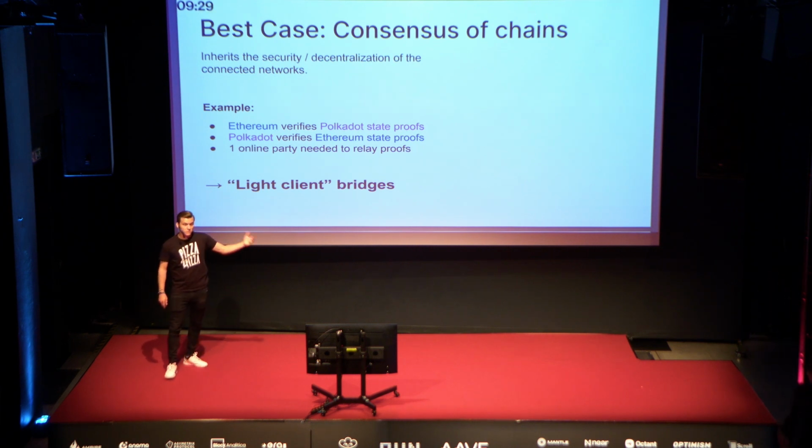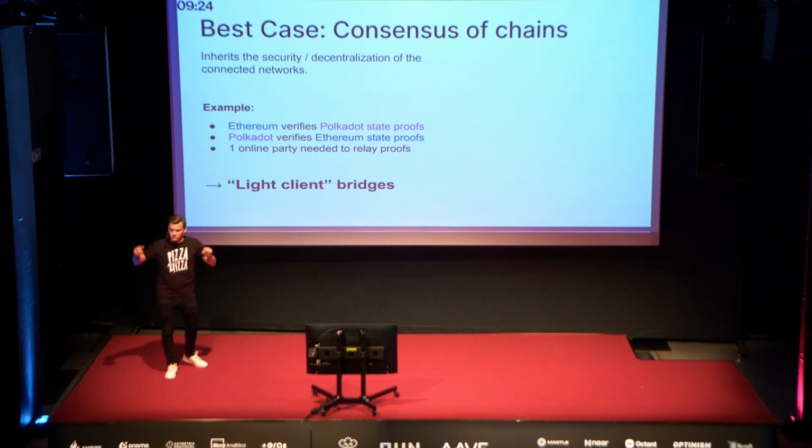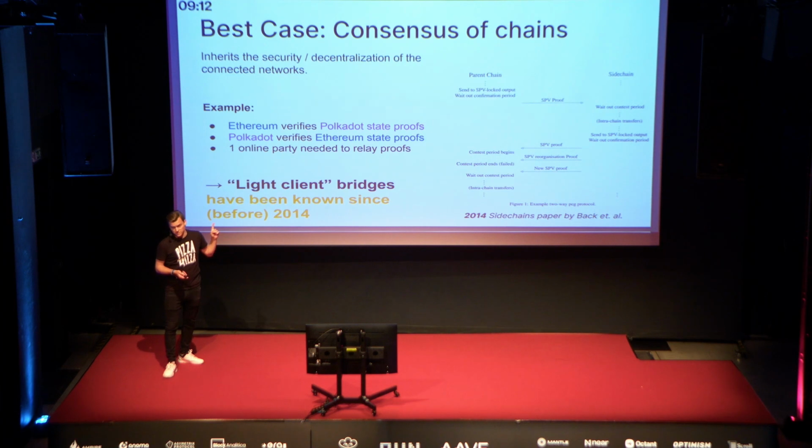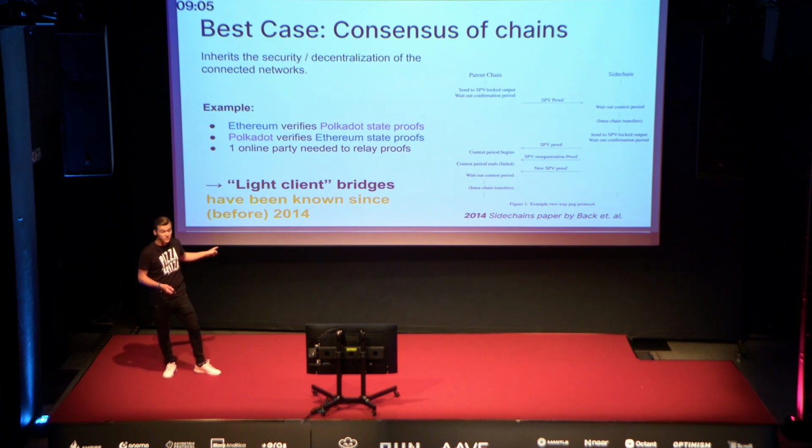And the only thing you need then, the only party you trust, apart from the correctness of smart contracts, is one honest online node. Somebody needs to send the proofs back and forth and keep these things up to date. And this design is called light client bridges. And funny enough, we've known how to do this even earlier, but 2014 was the first time it was put into writing, and it comes from Bitcoin, right? So we've really known how to do these things for a long, long, long time.